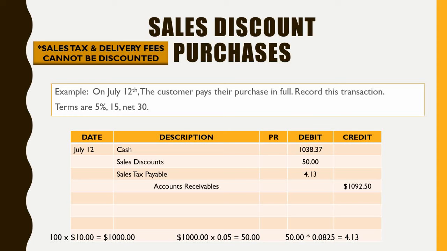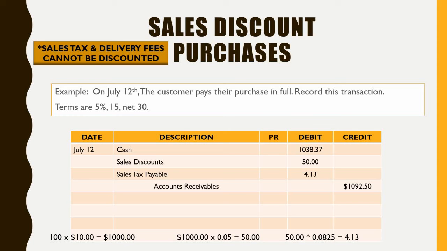So at the end of the day, if you did your total debits equal your total credits, you should be receiving a payment of $1,038.37, which includes the total amount that they owe, minus what you discounted, minus the tax money that you had to give back as well. So in this case, they only are going to be giving you $1,038.37 because they received the 5% discount.